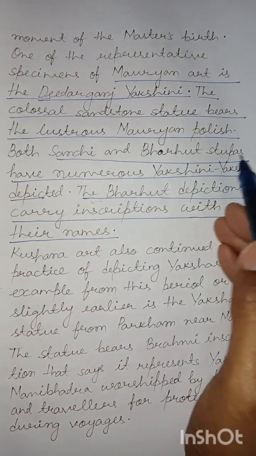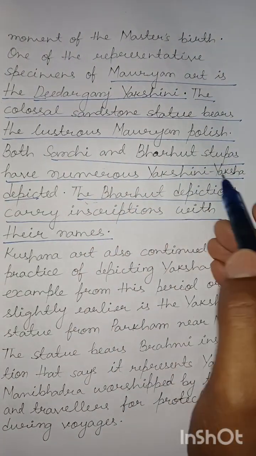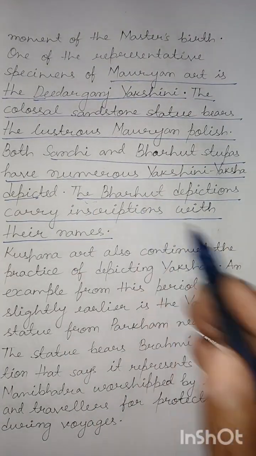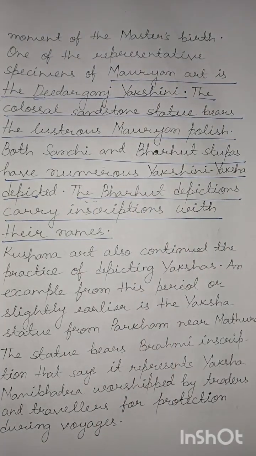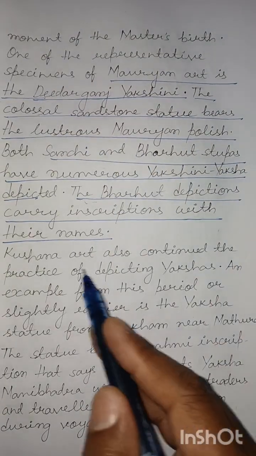Similarly, both the Sachi and Bharhut stupas have numerous examples of depiction of Yakshinis and Yakshas. The Bharhut depictions, apart from the figure itself, also carry inscriptions with the names of the Yaksha and Yakshinis.